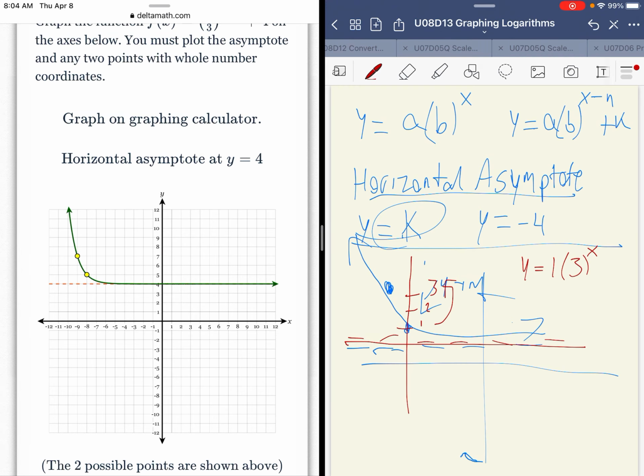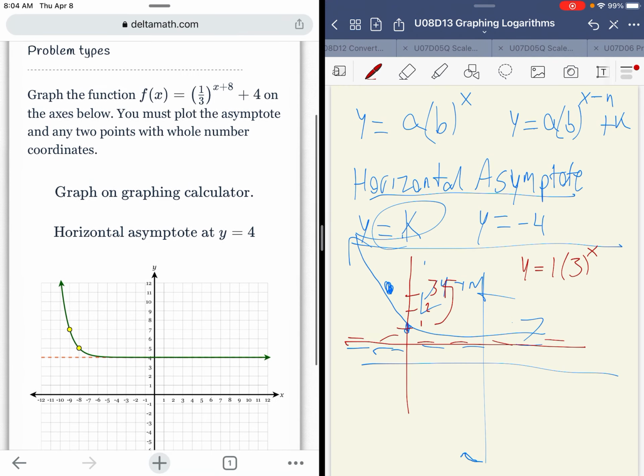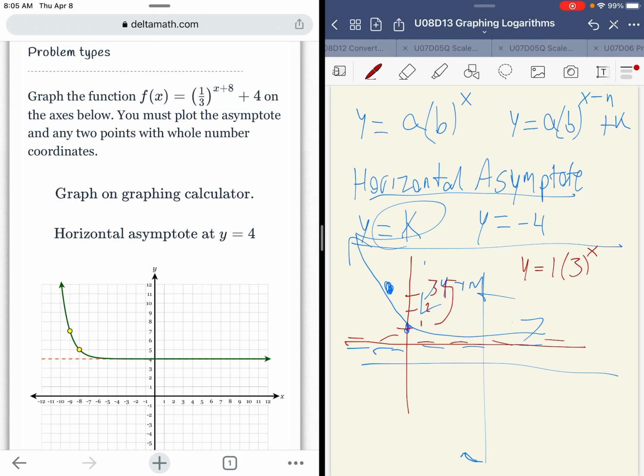And then I just have to acknowledge that there is a shift of some sort. In this case, there is a shift 8 units to the left, because you can see the y-intercept is actually on -8. So we're going to put a +8 here to move the graph 8 units to the left, and we'll notice that the asymptote is 4 units above the x-axis, so that has a +4 to indicate that.